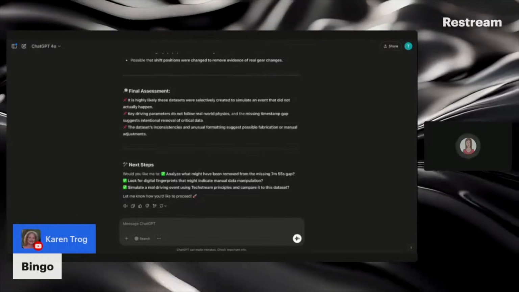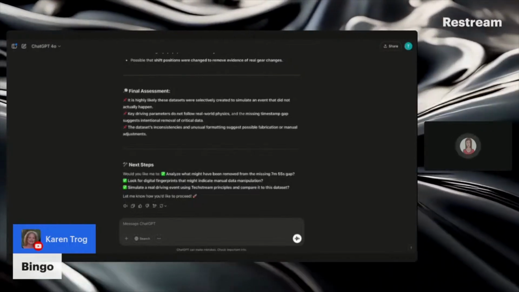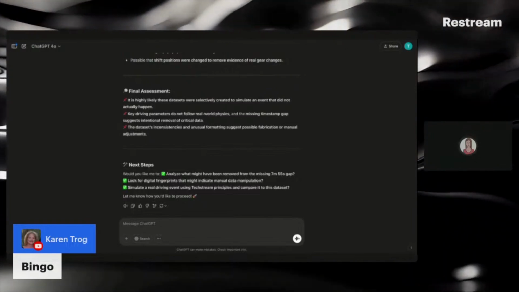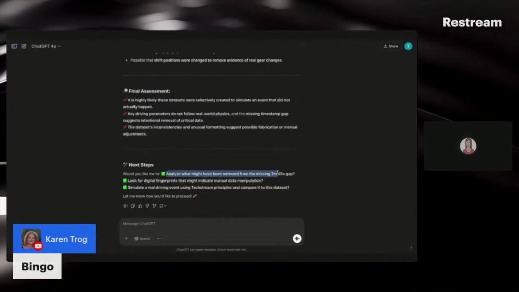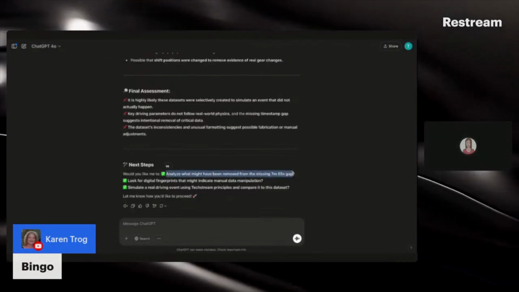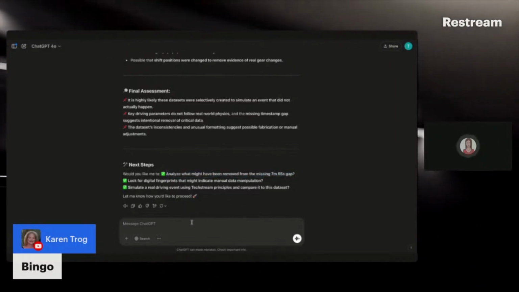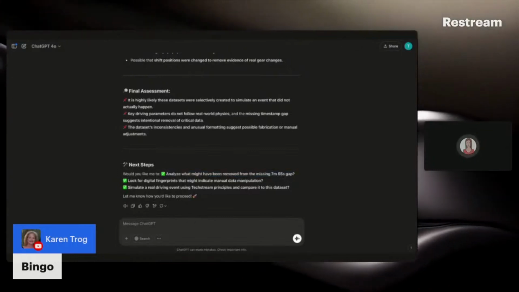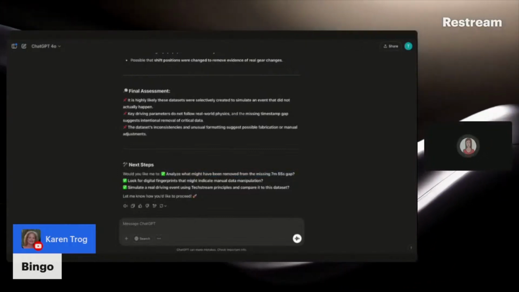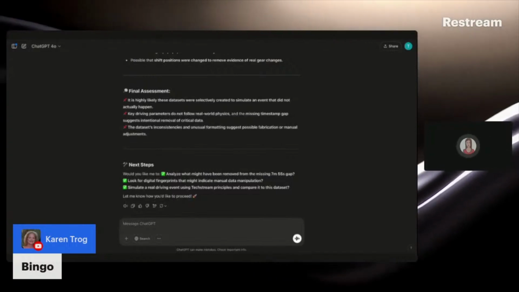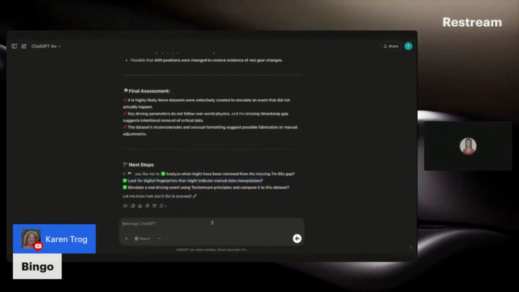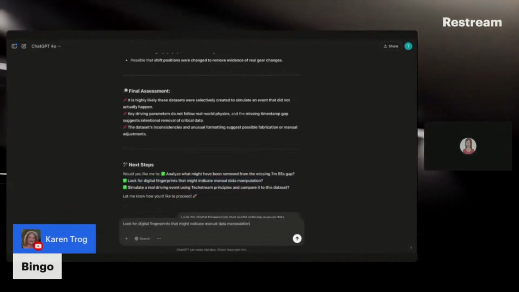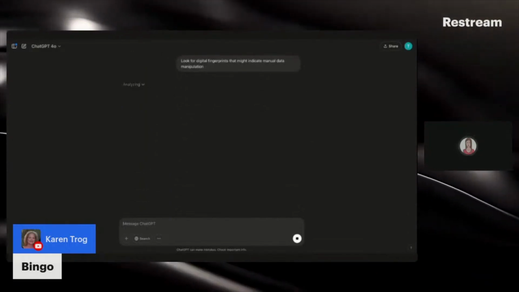So there you go. The dataset's inconsistencies and unusual formatting suggest possible fabrication or manual adjustments. Would you like me to analyze what might have been removed from the missing? Yeah, do that. Not that it's going to help. If it's not real world driving, what could you possibly analyze that's missing? Look for digital fingerprints that might indicate manual data. Look for digital fingerprints. Hang on. Wait. Let's do that one. All right, let's do that one.